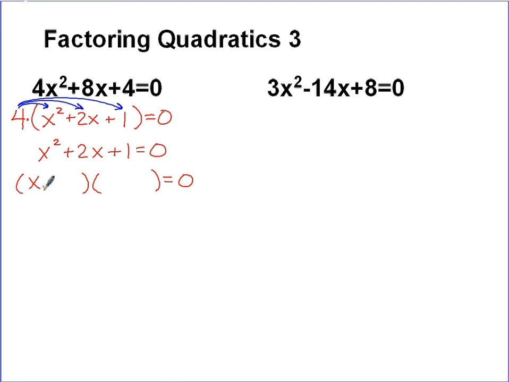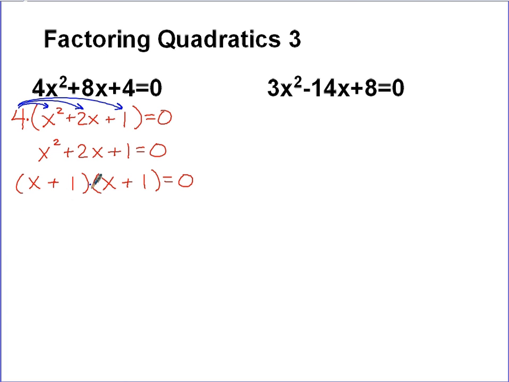I know that I have to have x and x to multiply to x squared. I have to think what numbers can multiply to 1. Well, 1 times 1 is pretty much my only choice. These need to be both positive so that they can add to positive 2x here in the middle. If that was a minus 2x, these could both be minus because a negative times a negative could also be positive 1. But it's not in this case. So I've got x plus 1 times x plus 1.